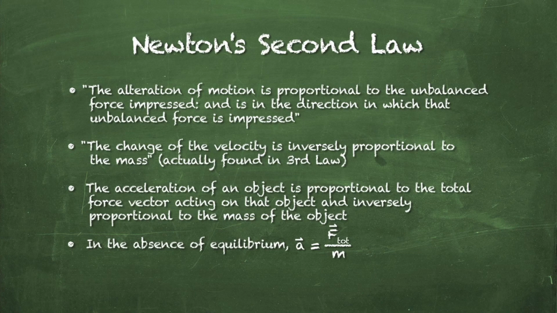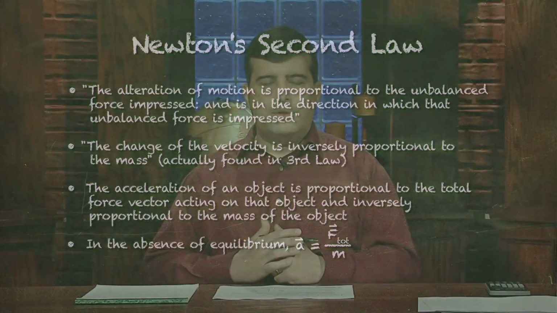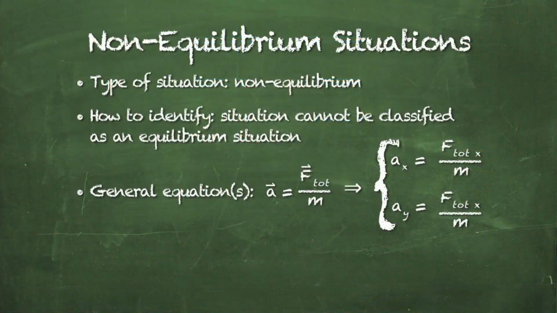So when we break this vector equation into two separate component equations, you will have acceleration in the x direction is equal to total force in the x direction divided by mass. Mass does not have x or y components. Mass is just mass. So that brings us to our second type of situation that you'll encounter in Physics 191, and we'll call this a non-equilibrium situation. How do you identify a non-equilibrium situation? Simply that the situation is not equilibrium. It's not static equilibrium, and it's not dynamic equilibrium. So non-equilibrium means we don't have equilibrium.